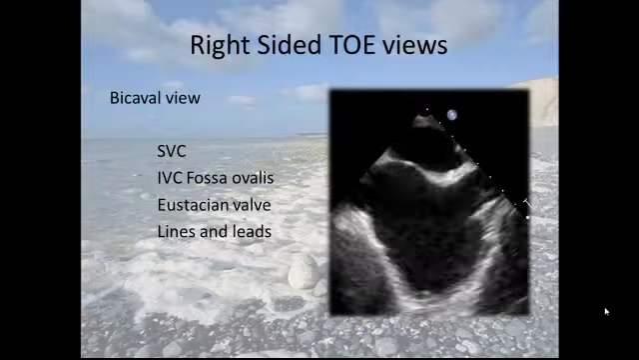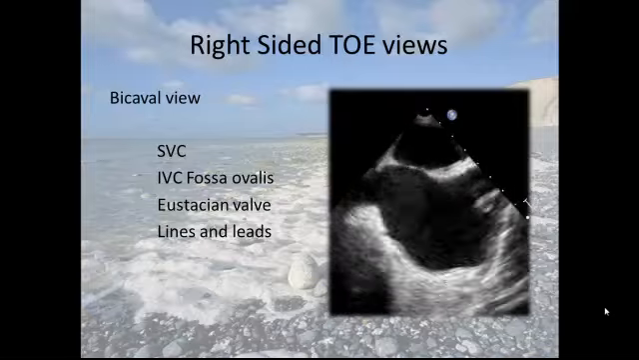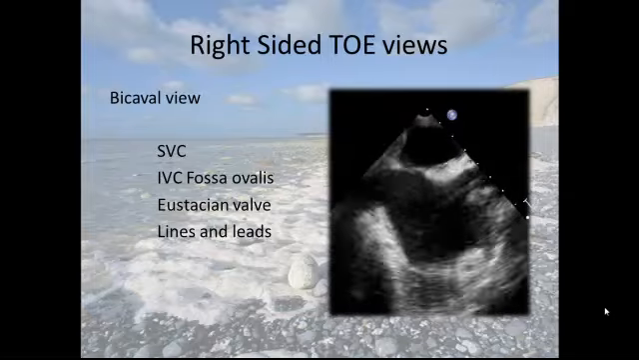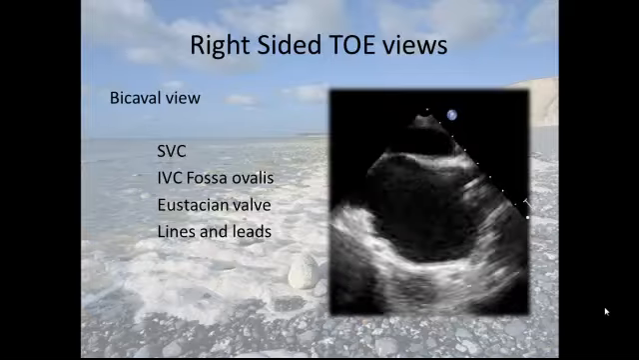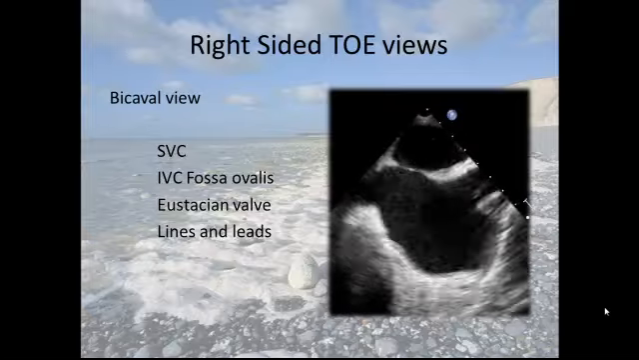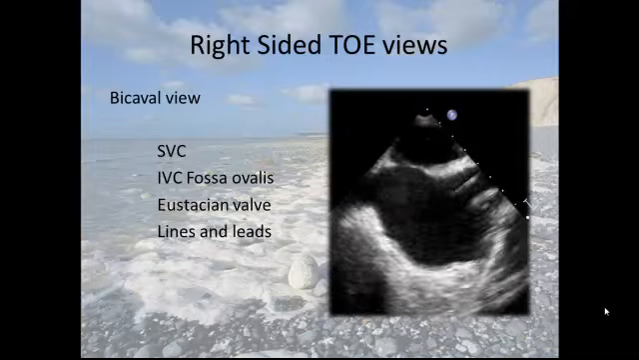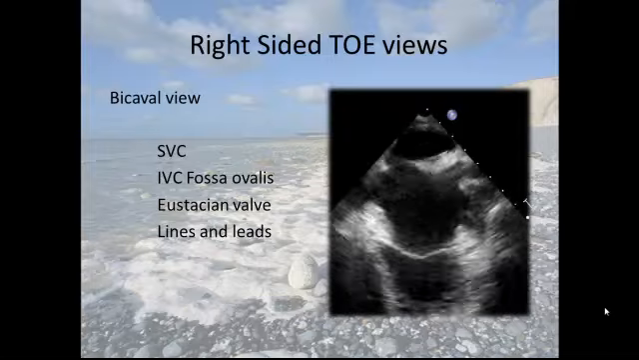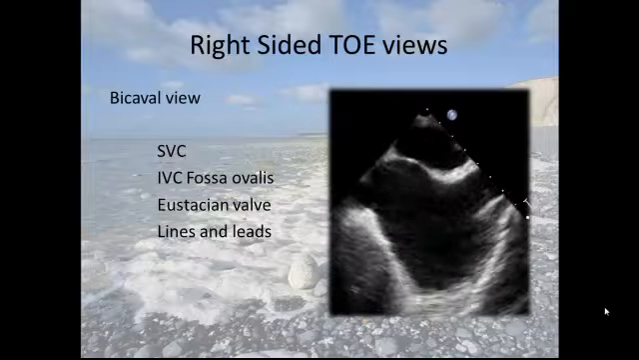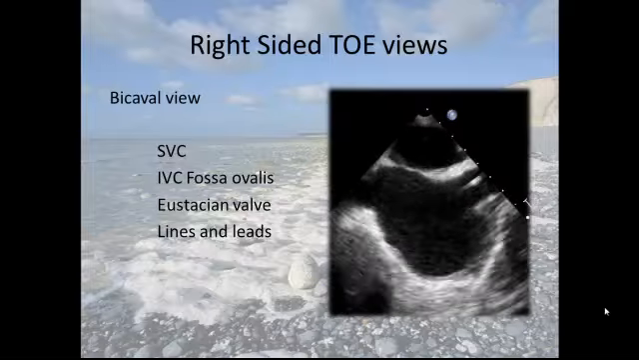And then finally, a view which is of critical importance because it's the view that shows the superior vena cava, the inferior vena cava, and its junction of the Eustachian valve here, and one, again, which needs to be undertaken in all cases quite carefully. And I hope you can see this misplaced line coming through the superior vena cava and banging somewhere into the bottom of the right atrium.